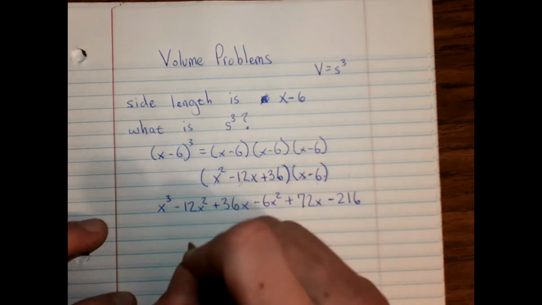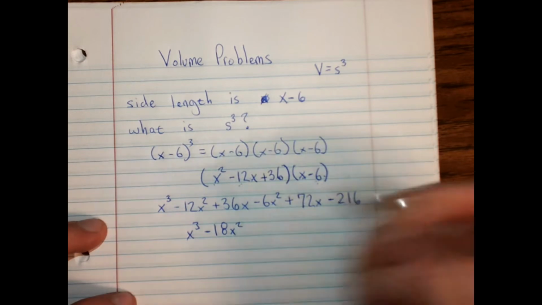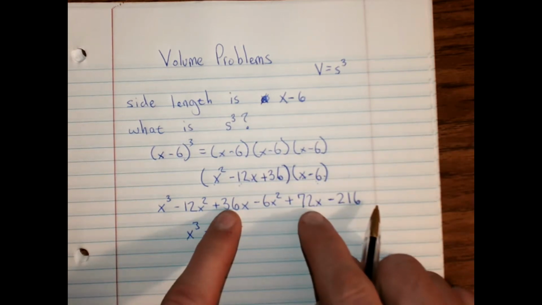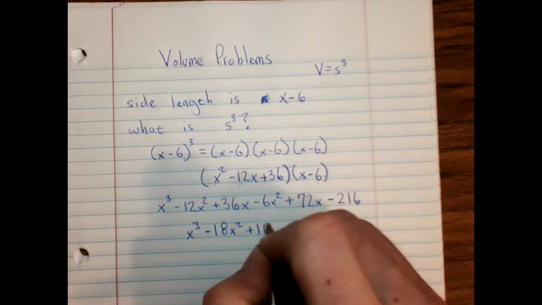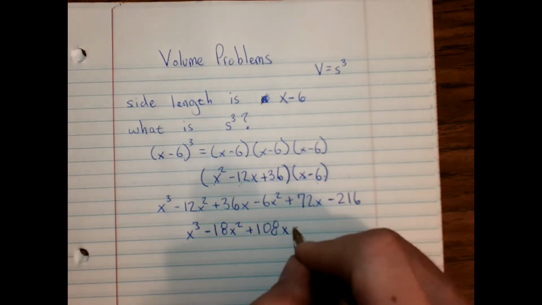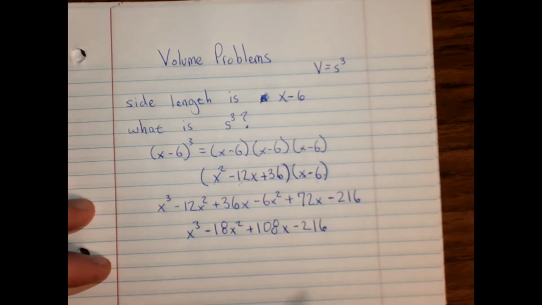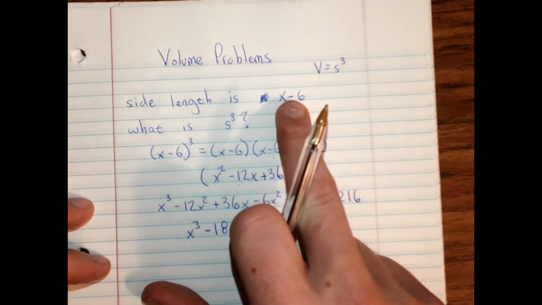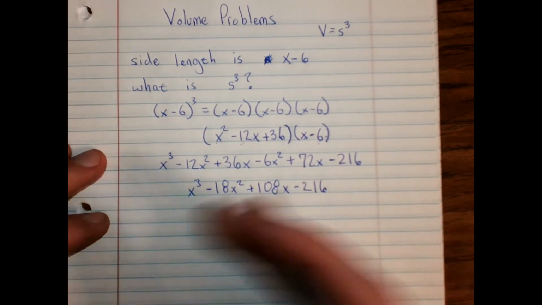So that's going to be x cubed minus 18x squared. 36 and 72 is 108, so plus 108x. And then the negative 216 hangs out right there on the end. And that is the total volume of a cube whose side length is x minus 6. And I'll give you one to work out on your own that's similar.